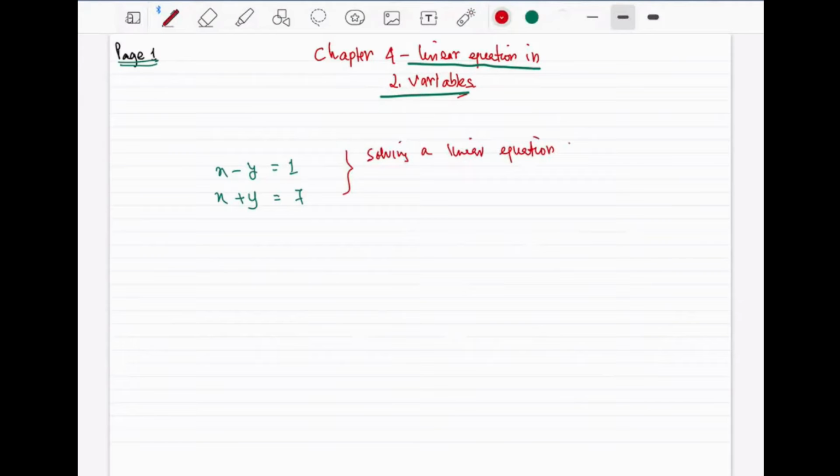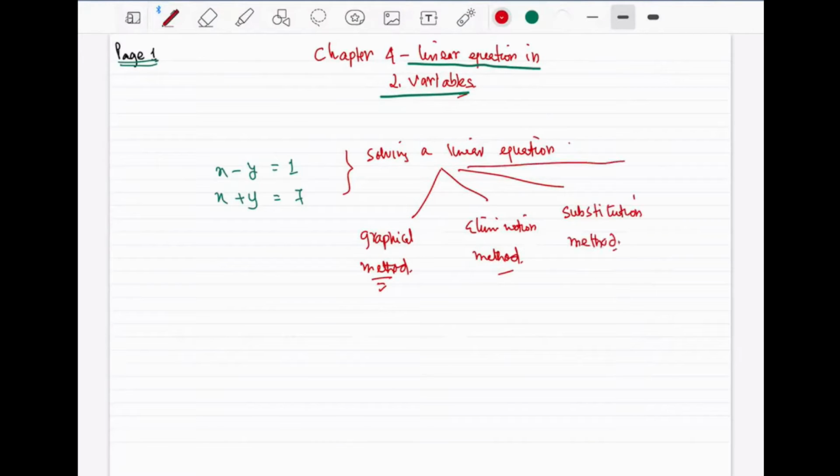Okay, so solving a linear equation. In order to solve a linear equation, we can apply so many methods. The first and the most basic one is the graphical method. Second, we can have something called elimination method, and the third one is substitution, and there is also another one which is known as cross product method. Okay, we will learn these methods one by one. But first of all, let's just focus on this method right here, graphical method.